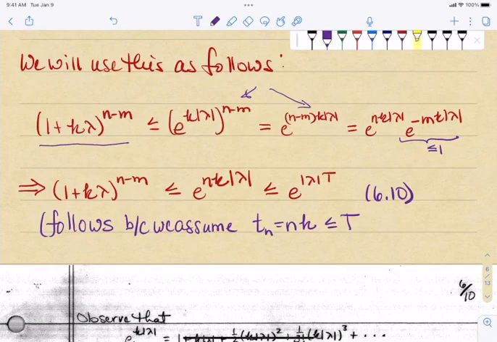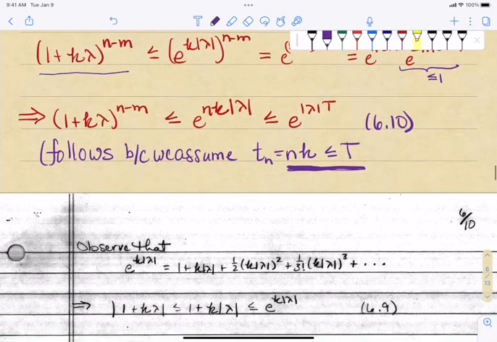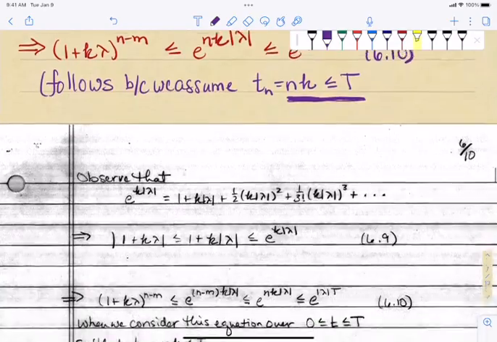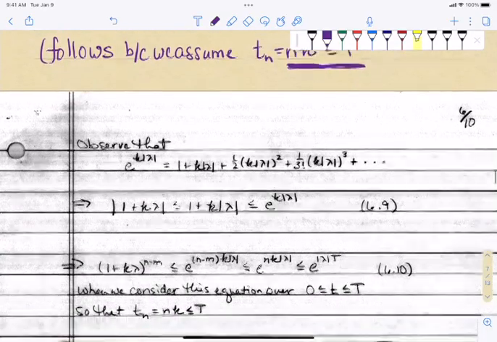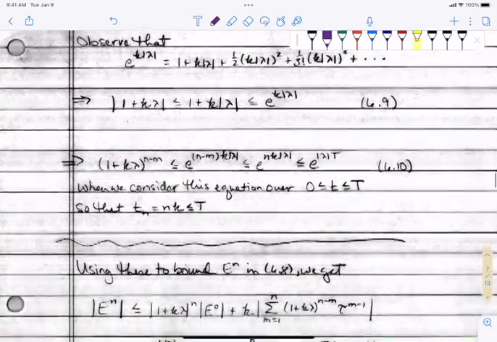And for us, in the work that we're doing here in this section, that n times k, well, that's going to be less than or equal to our final time step, capital T. So we're going to be able to simplify, as you see there in equation 6.10. All right, so that's a little calculus review and some inequalities, and it's also in my notes. You can take a look if you like.